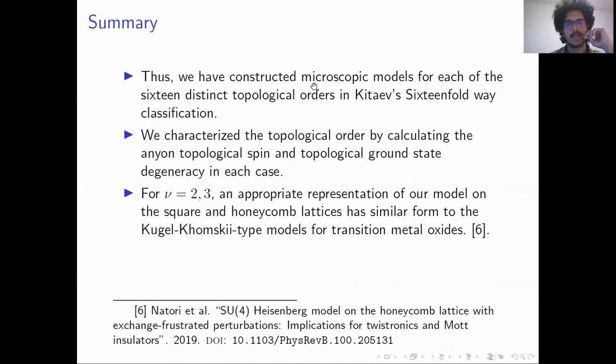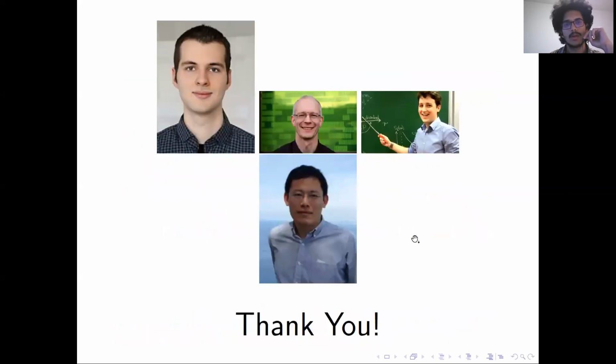So there is topological order, which is in agreement with Kitaev's 16-fold way classification, and thus we have constructed microscopic models for each of the 16 distinct topological orders in Kitaev's 16-fold way. We characterize this order by calculating the anyonic topological spin and topological ground state degeneracy in each case, and this agrees with what Kitaev predicted in his classification. For nu equal to 2 and 3, an appropriate representation of a model was chosen for square and honeycomb lattice, and they have a close similarity to Kugel-Khomskii type models for transition metal oxides, bringing our model to the materials side.